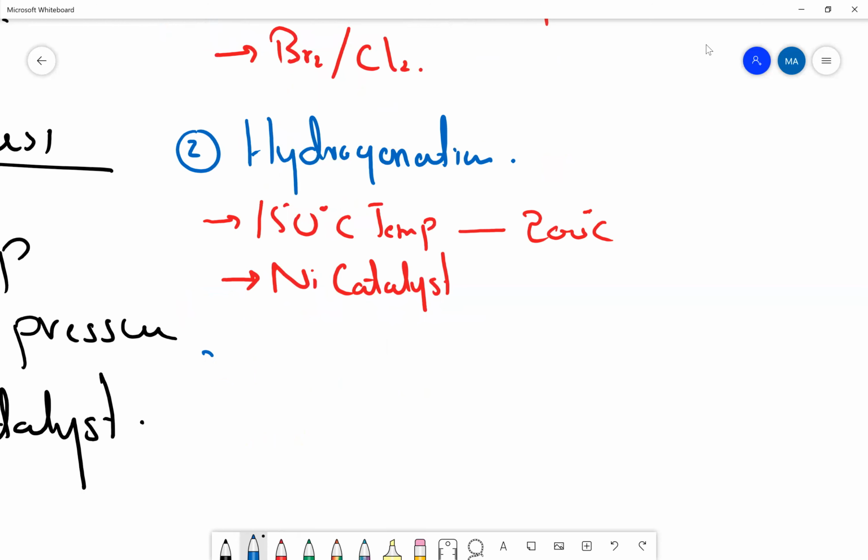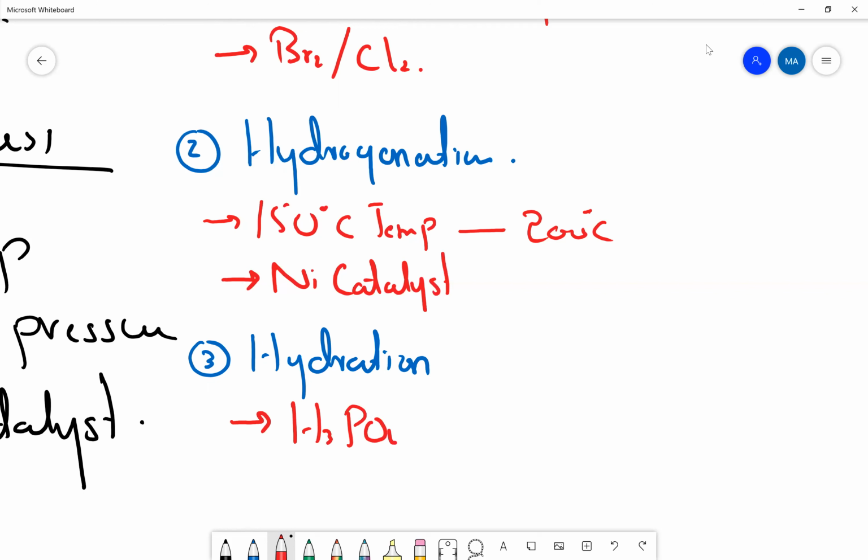Third addition reaction is hydration. Hydration is the addition of H2O, addition of water. And the conditions for this reaction are H3PO4 catalyst, phosphoric acid, and you need 300 degrees Celsius temperature and 60 atmospheric pressure.